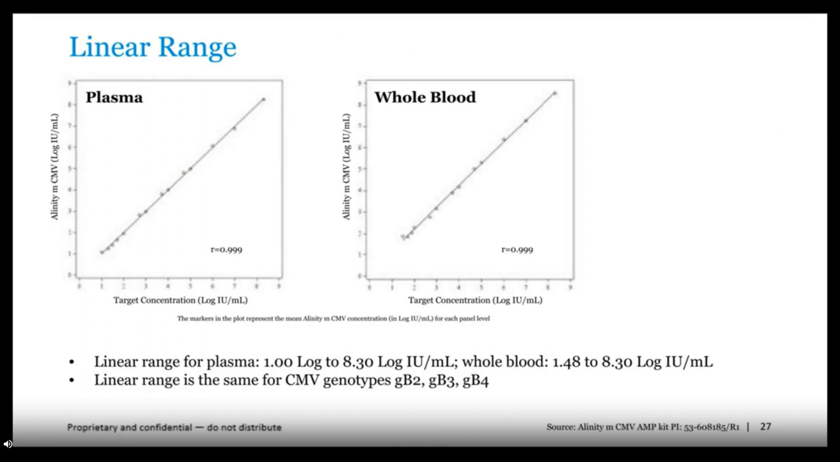This shows you plots of the linear range in both plasma and whole blood. As we talked about earlier, the linear range in whole blood has a little higher lower limit of quantification than does the assay in plasma, 1.88 versus 1.48. But otherwise, the assay correlates very well between the target concentration and the measured concentration in both blood and plasma.